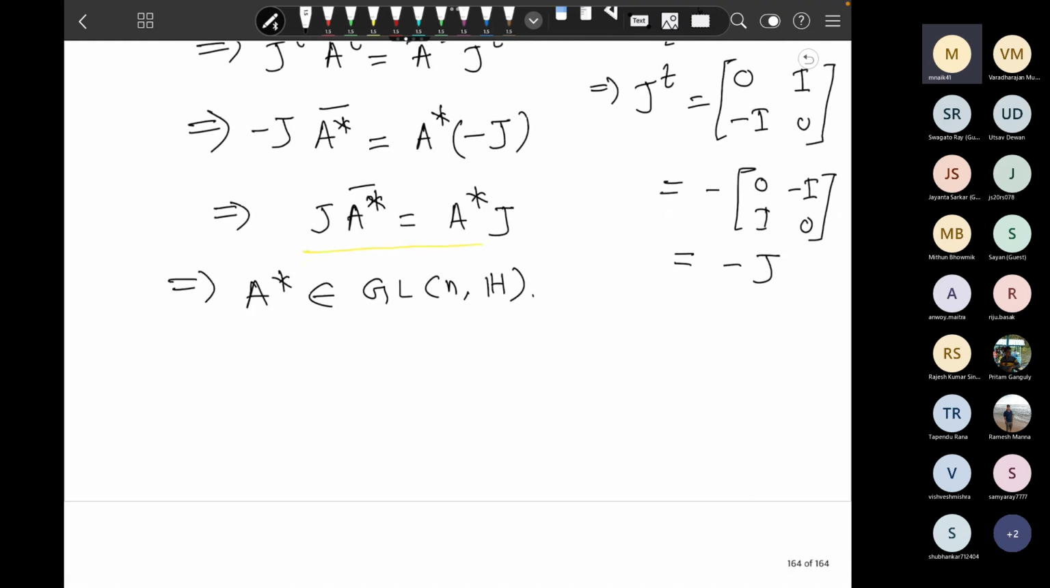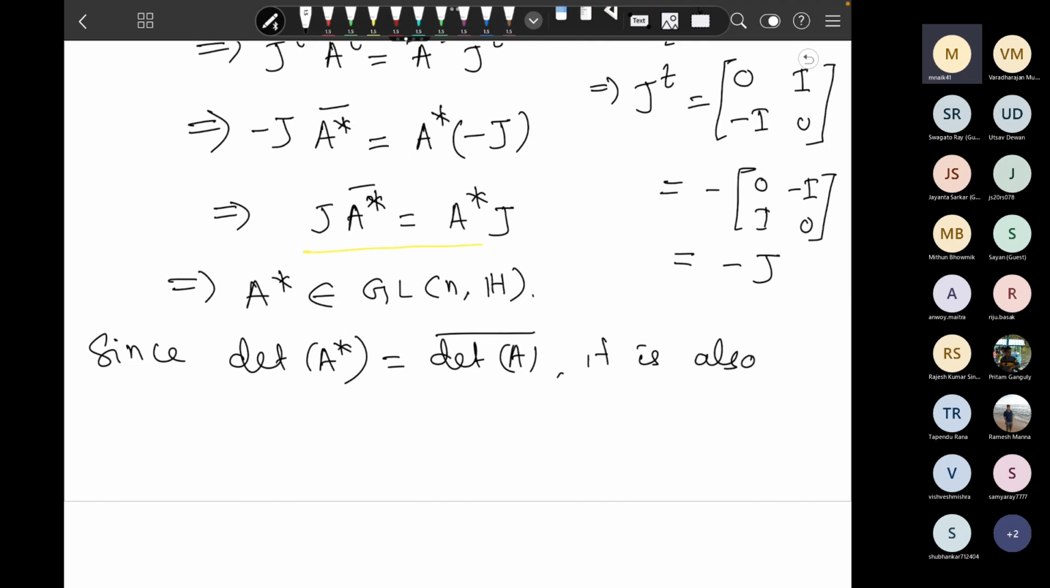Now since the determinant of A star is equal to the conjugate of the determinant of A, it is also clear that SLNH is closed under conjugate transpose.